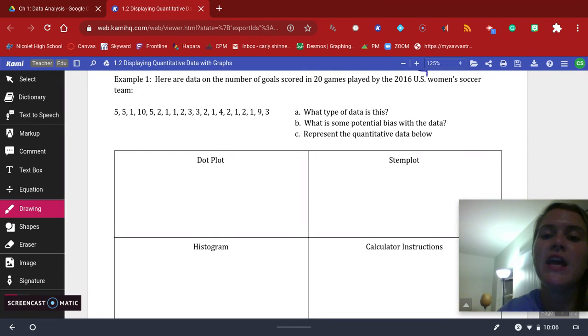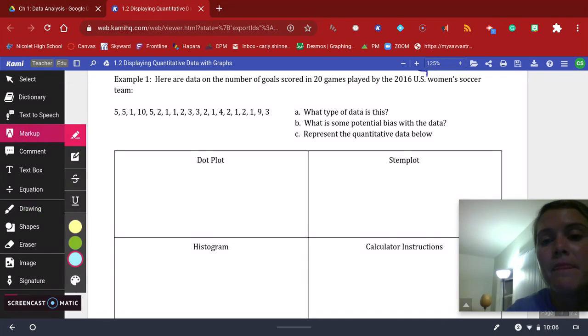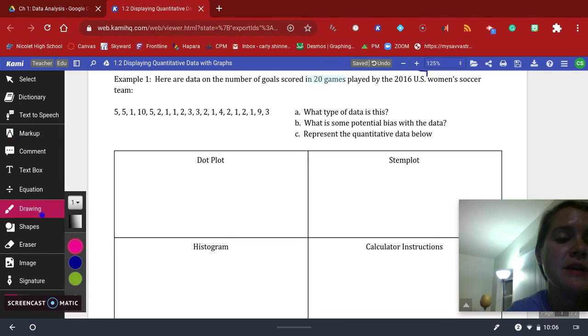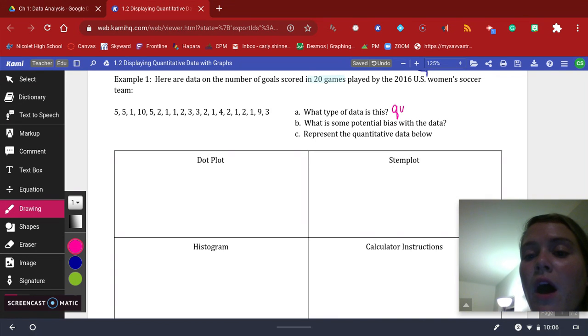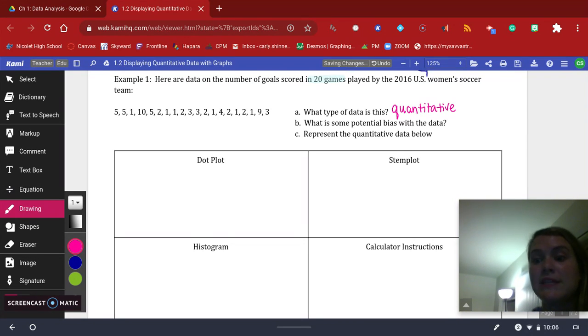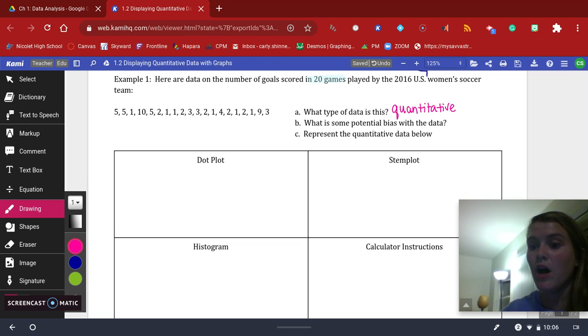So we're looking at data that is the number of goals scored in 20 games played by the 2016 U.S. women's soccer team. Okay, so this is going to be quantitative or numerical data because each individual in my data set represents quantity, right? The number of goals scored, right?